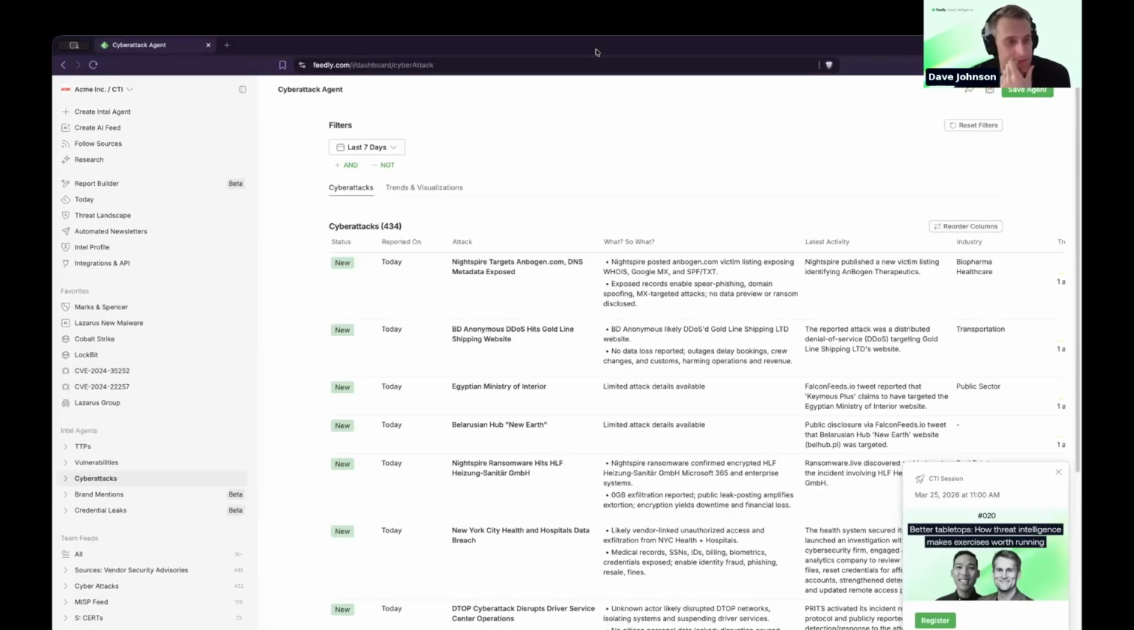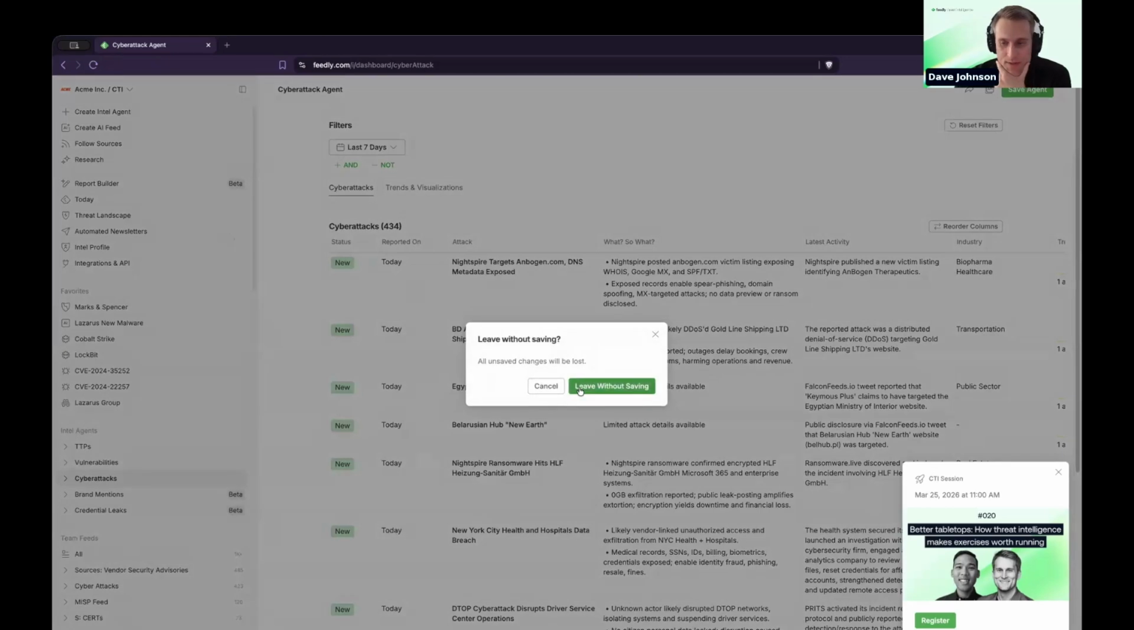So in Feedly, see here, there we go. Can you see this okay? Yep. So when you get into Feedly, you're taken to this threat landscape dashboard.